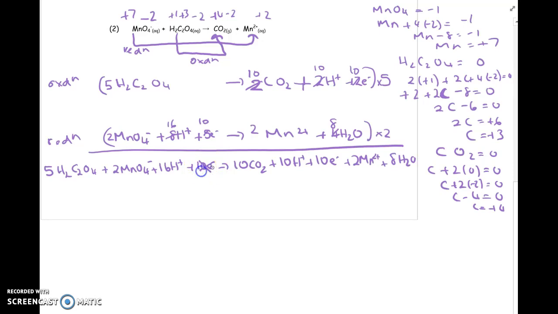So this has got 10 electrons and 10 electrons, so we're cancelling down. This has got 10 hydrogens and 16 hydrogens, so that would cross that one out and just leave you with 6 hydrogens. Now we rewrite, putting in our state symbols.